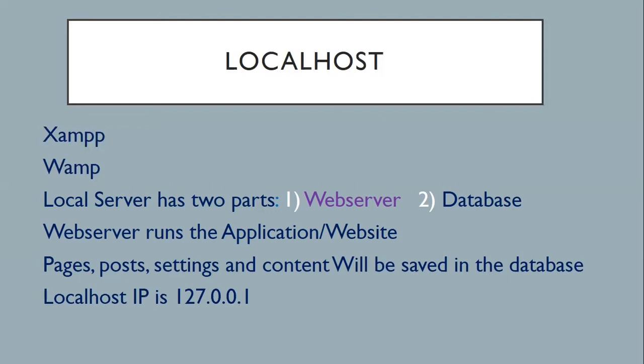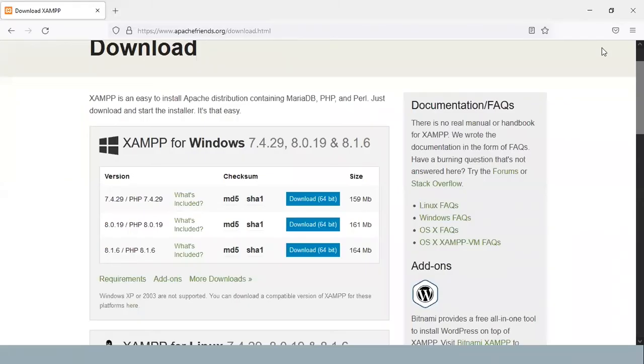Localhost IP is 127.0.0.1. Every website has an IP and that IP is connected to the domain name. When you type, let's say google.com, it has an IP like 192.178 something. So now download the XAMPP and install on your local machine so that your computer can behave like a server. It's the 64-bit version. If your computer is 32-bit, then find the 32-bit version.